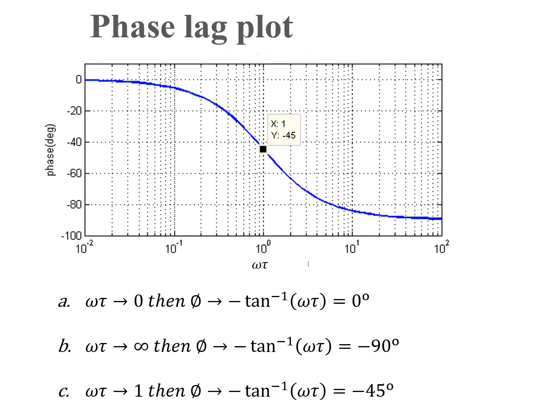And for the phase lag, you can see that when omega is small, going toward 0, the phase angle is 0. When omega gets to infinity, the phase angle is minus 90. When omega is at the corner frequency, omega tau equals 1, the phase angle is minus 45. So 0, minus 45, minus 90. For a first order system, the maximum is 90 degrees of phase lag.